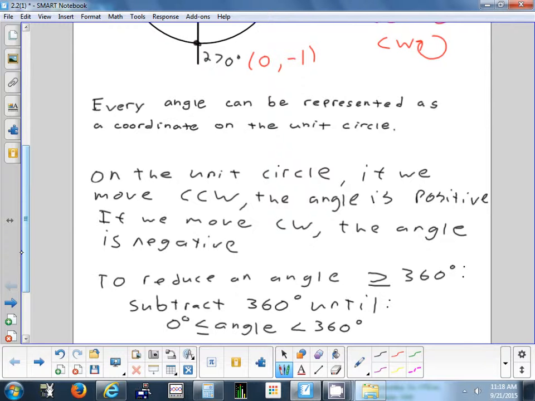All right, so if you've got an angle that's too big to work with, you're going to subtract 360. You might even have to do it more than once. Do it as many times as you need to till you finally get your angle somewhere between 0 and 360. But don't make it negative.